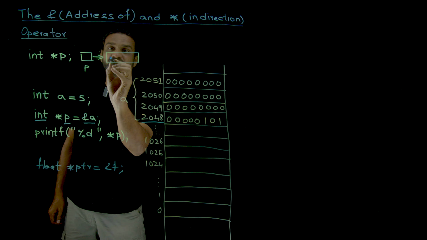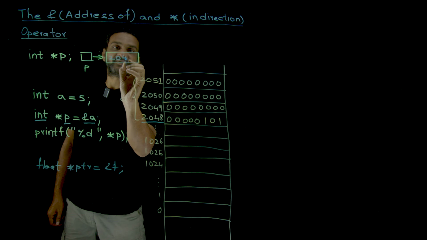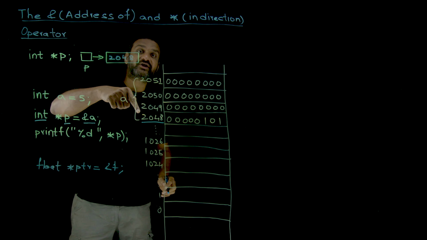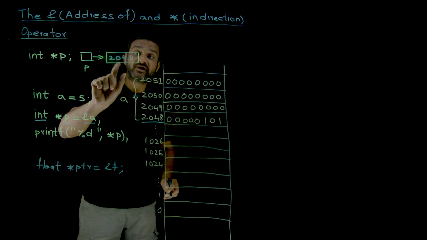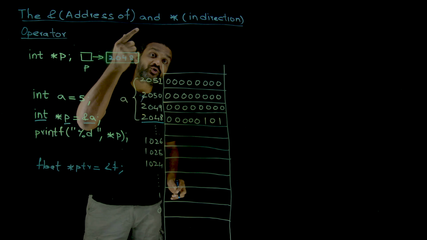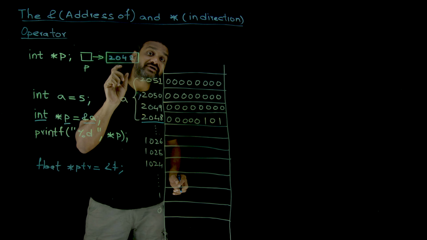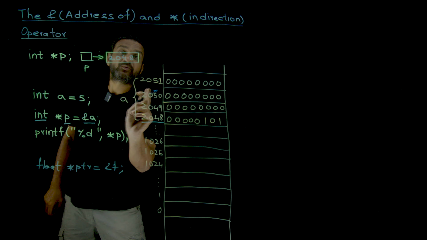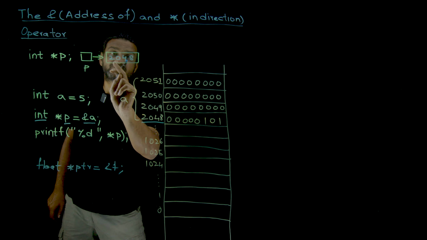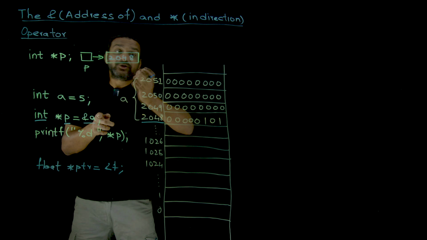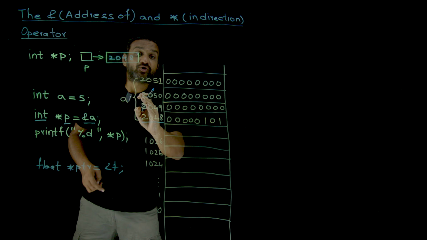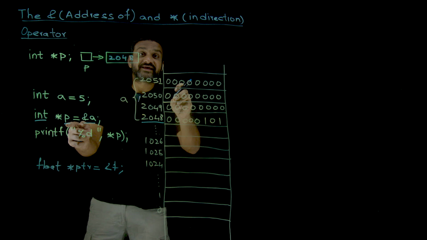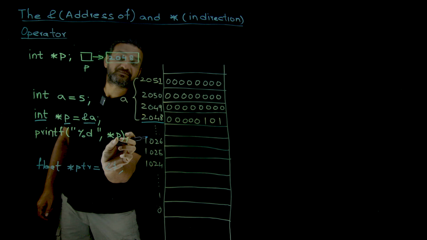So what is the value stored in p? The value stored in p is 2048. What is the value stored in 2048? 2048 is the address of A. And what is the value stored in A? The value stored in A is 5. I want to get the value stored in A to which this pointer P is pointing to. Pointer P is pointing to this 2048. I want to get the value stored in that memory location. I want to go into this memory by using this pointer variable. In that case, we have to use this star P.